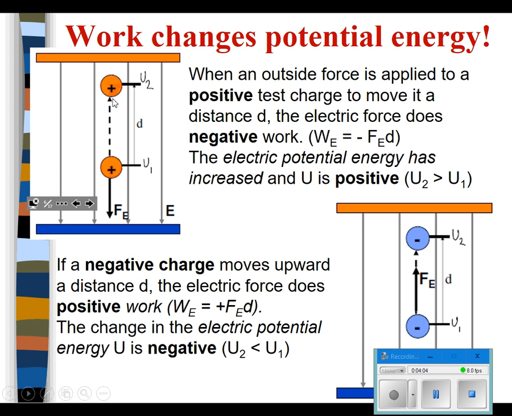When an outside force is applied to a positive test charge to move it a distance, the electric force does negative work and the potential energy has increased. And U is positive, because we actually moved it closer. So we had to do work against the field. If a negative charge moves upwards a distance, then the electric force does all the positive work, and the change in the electric potential energy is negative. So it actually decreases as we go this direction, because that's the way it's going to go anyway. And the movement is created by the electric force.